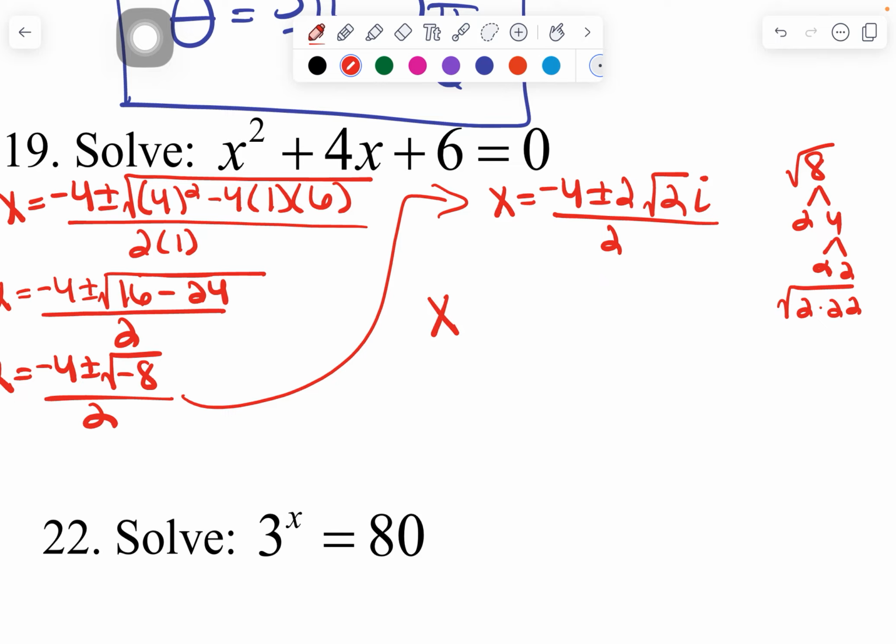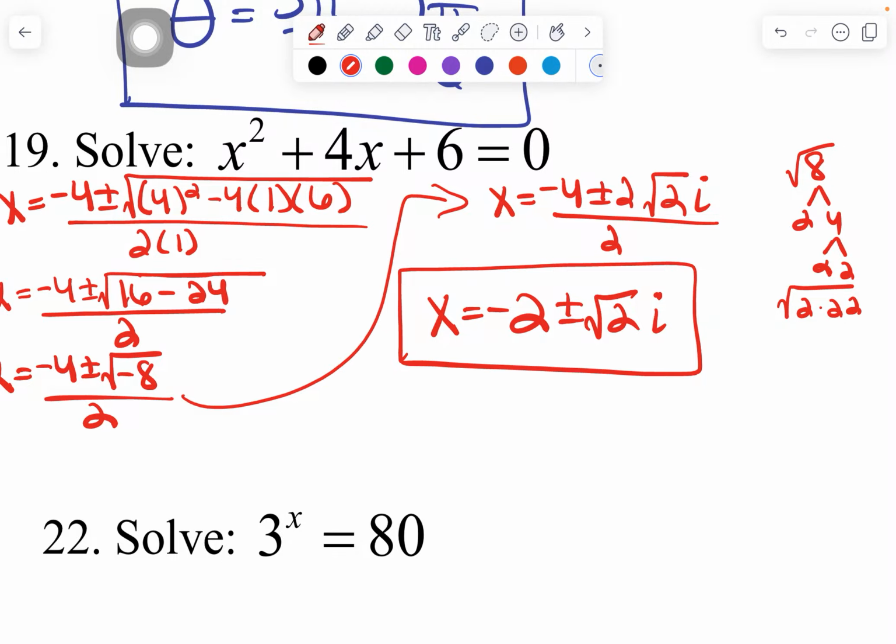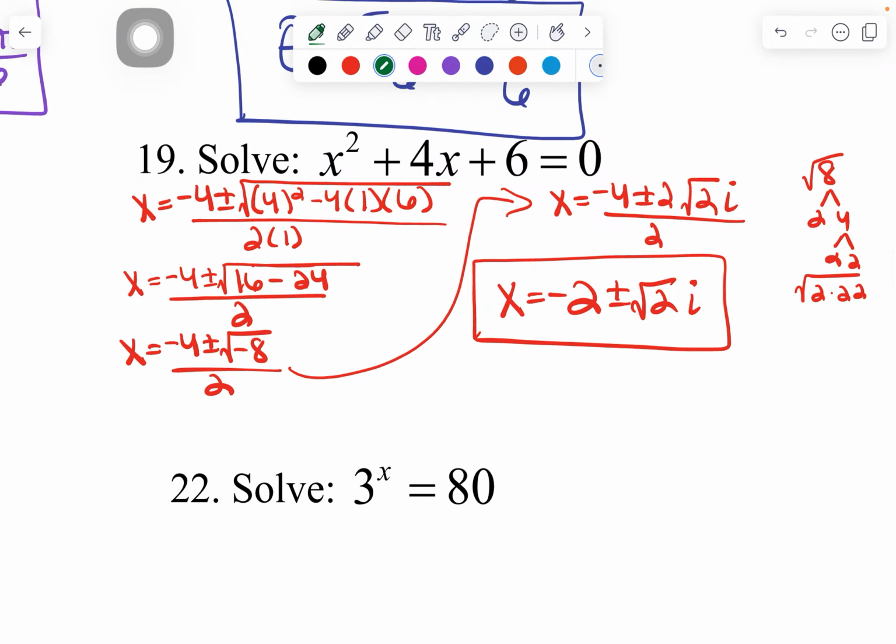So let's see, x equals negative 4 divided by 2 is negative 2, plus or minus 2 root 2i divided by 2 is just going to be root 2. I wrote that root too big, root 2, and then the i on the outside. All right, that is the quadratic formula. Ooh, all right, that was fun.